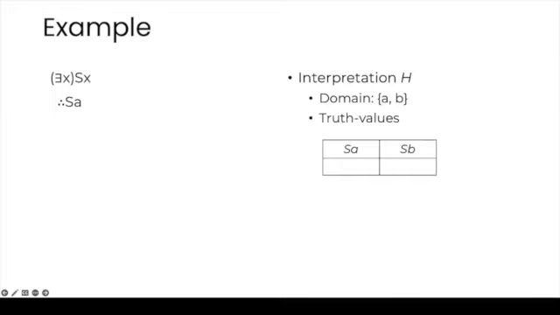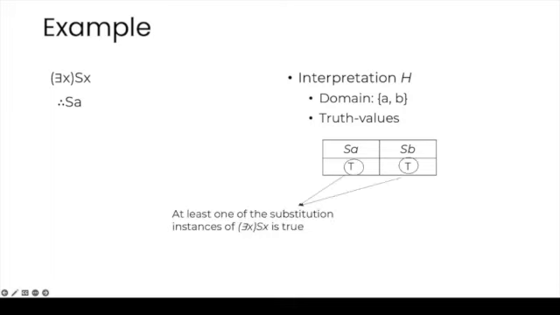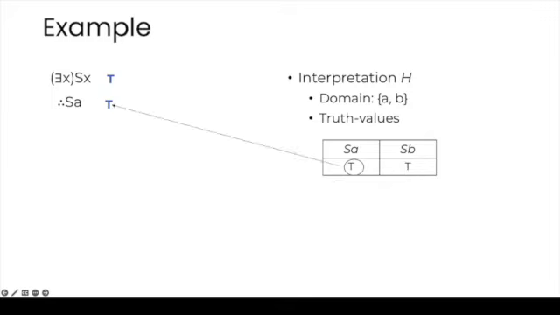Let's use two objects. In order to interpret there is an x, Sx, we need to evaluate its substitution instances, which in this case are two, Sa and Sb. Which truth values should we give to these sentences? Suppose that we made both of them true. Then at least one of the substitution instances of there is an x, Sx is true. And so the premise, that is, there is an x such that Sx is true. However, since Sa is stipulated to be true, then the conclusion would also be true. So this doesn't work. This isn't a counterexample to the argument.